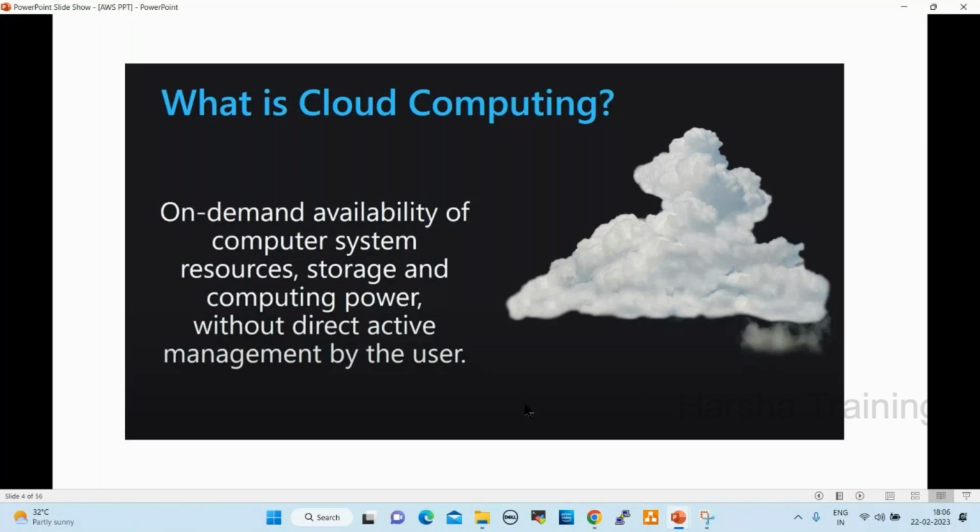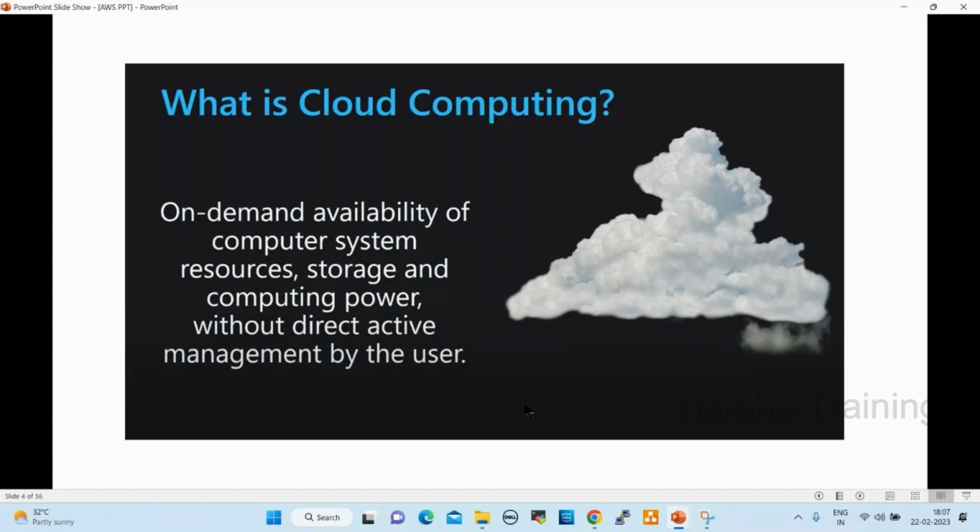So cloud computing is nothing but on-demand availability of computer system resources, storage, and computing power without direct active management by the user. What does that mean? For example, there is no cloud concept. We are using physical servers, local servers. When we have local servers, we will take care of them. Server admins will take care of the servers, network admins will take care of the network, and respective engineers will take care of the resources. So when we have local servers, we'll take full control of them.